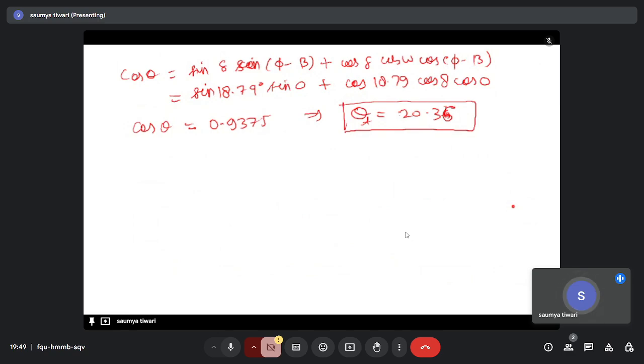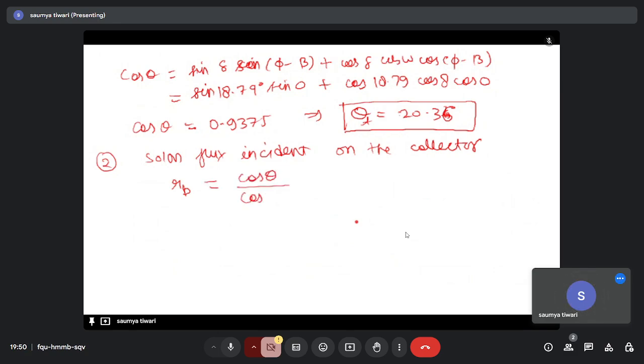Now if you want to calculate the solar flux incident on the collector, first we need to calculate the R values for beam, diffuse and reflected. We know that RB is cos theta upon cos theta z. Cos theta we have already calculated, it's 0.9375. Cos theta z is for the horizontal surface.